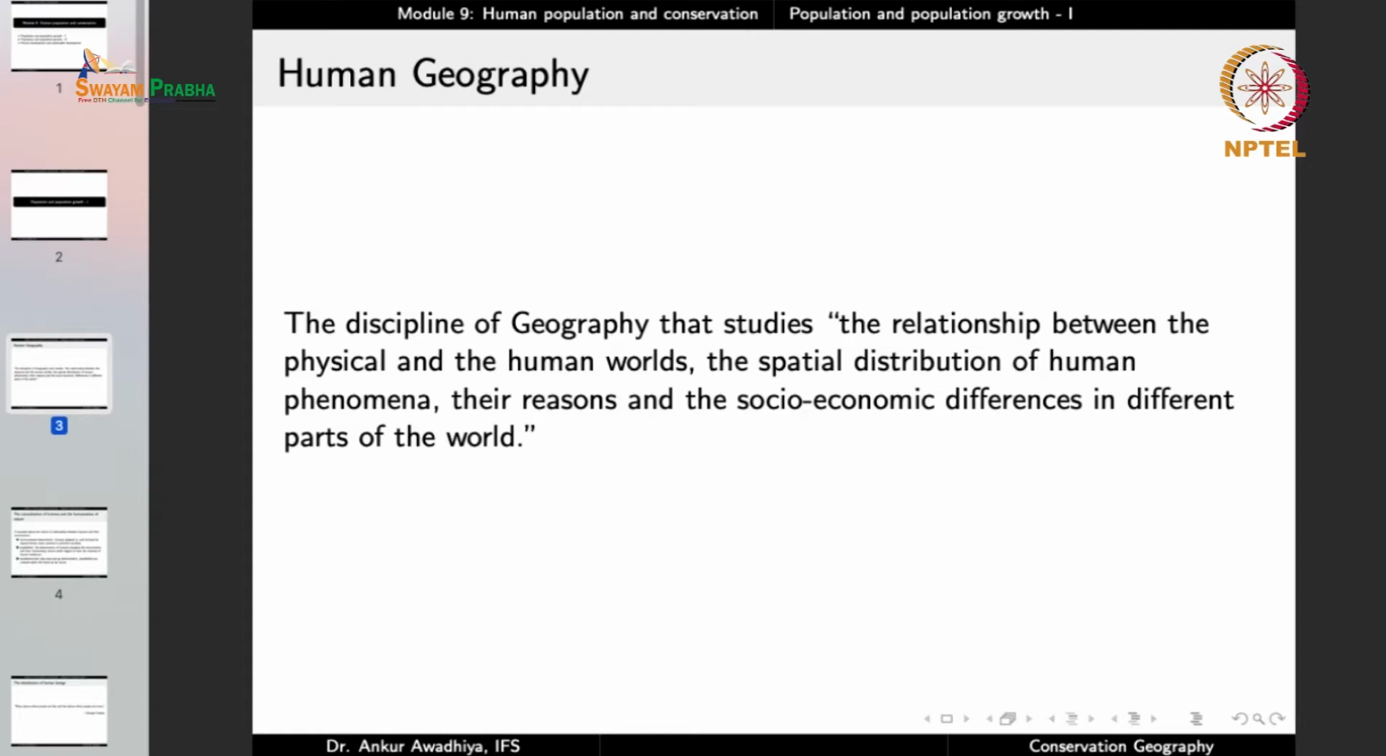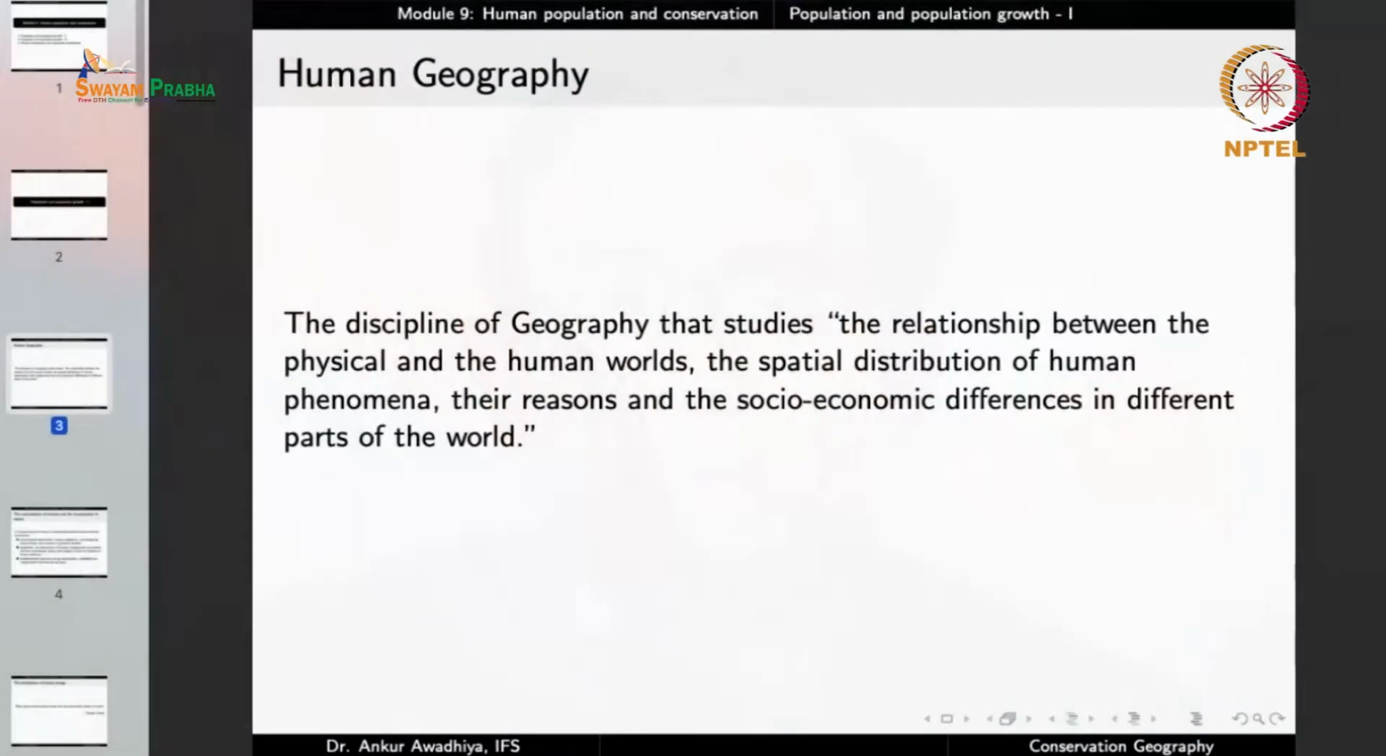Population is studied under the field of human geography, and we have looked at human geography before. So human geography is the discipline of geography that studies the relationship between the physical and the human worlds, the spatial distribution of human phenomena, their reasons, and the socio-economic differences in different parts of the world.